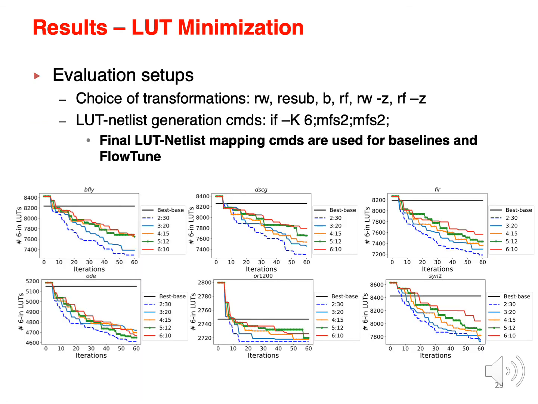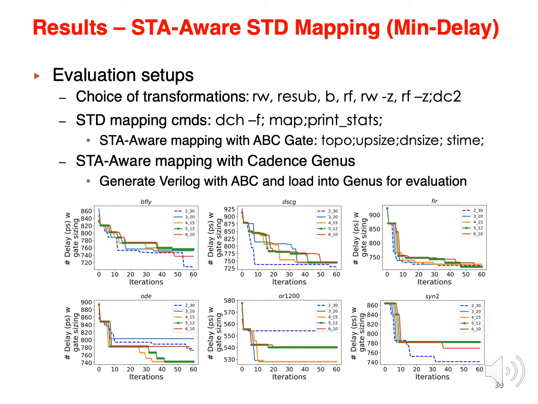Then we apply this to LUT minimization. In this case, we try to minimize the 6-input LUT mapping, the LUT count. This is the same set of designs, and we compare to different baselines, including the machine learning ones, same as for the AIG one. And for STA-aware mapping, we have 2 different setups.